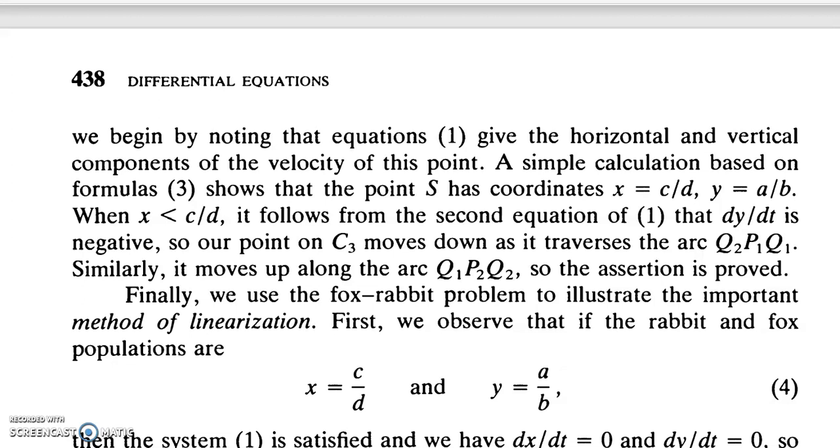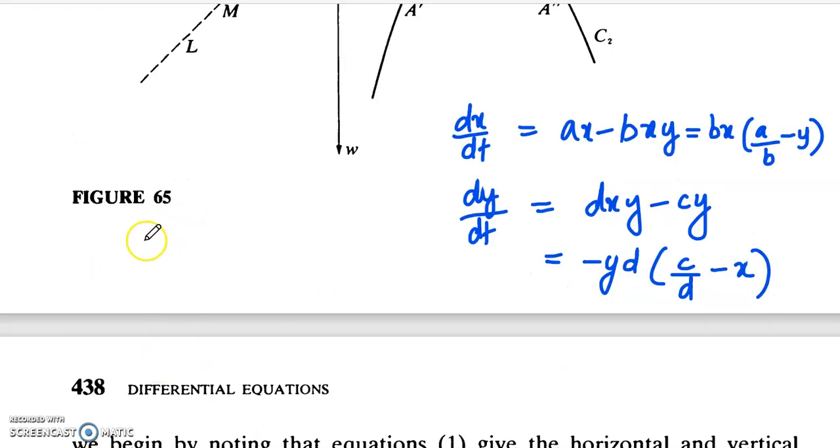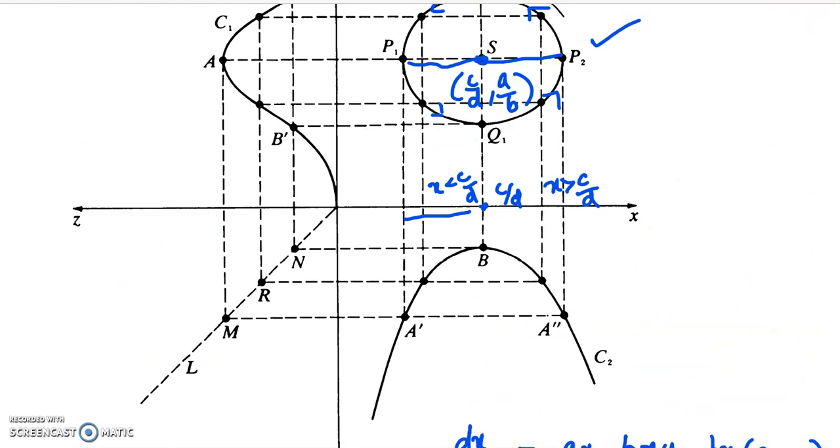So this problem can be approximated into a linear equation, and hence we can look for an approximate solution to this kind of problem. So let us see the method of linearization. And now we know the coordinates of S. So S is this point, so the coordinates of S will be C by D and A by B.